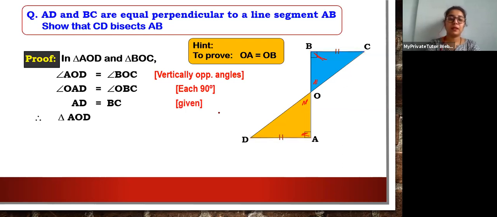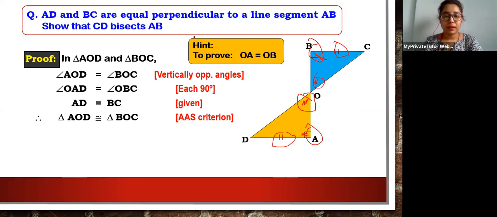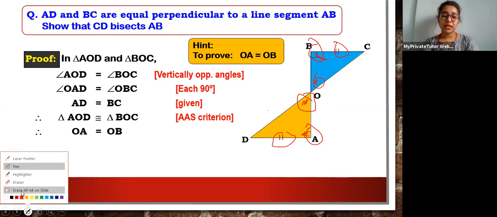Given. Therefore, triangle AOD is congruent to triangle BOC by AAS criterion. That means A is this angle, then the 90 degree angle, and then finally the side. So both of these triangles are congruent by AAS criterion. Okay, so what about OA and OB? As you can clearly see, both of the triangles are congruent.